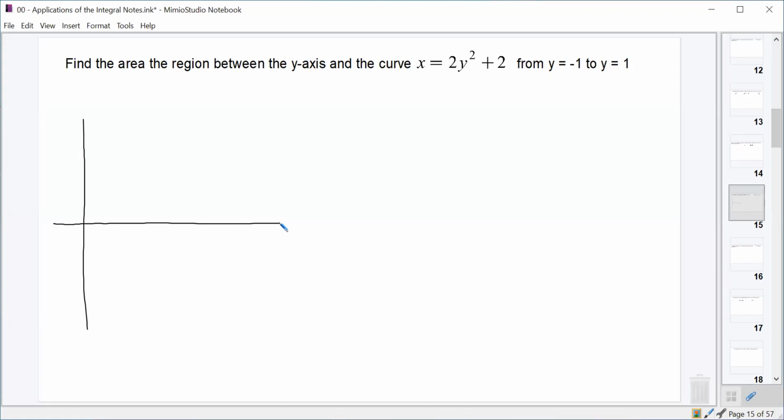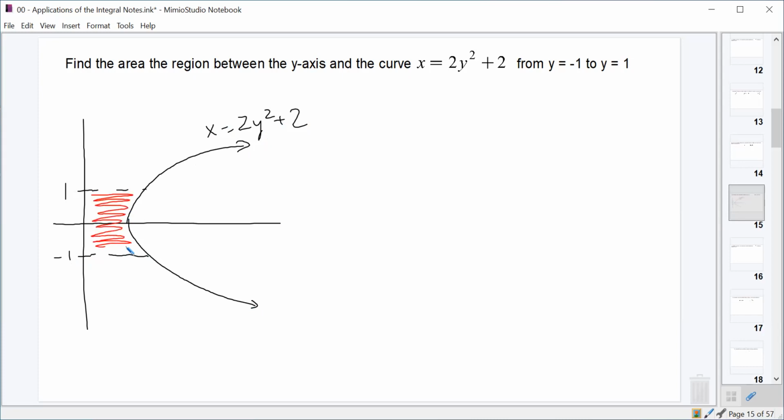So x equals 2y squared plus 2 is just a parabola that opens to the right. It's been shifted to the right 2 units. So it looks basically like this. This is x equals 2y squared plus 2. And if we're looking to integrate this from -1 to 1, and the area between the curve and the y-axis, this is the region we're looking for.